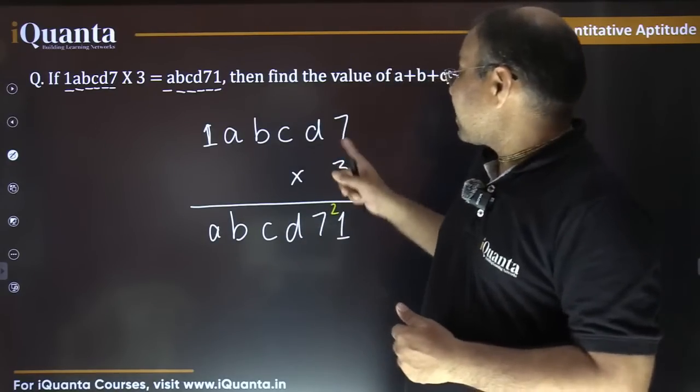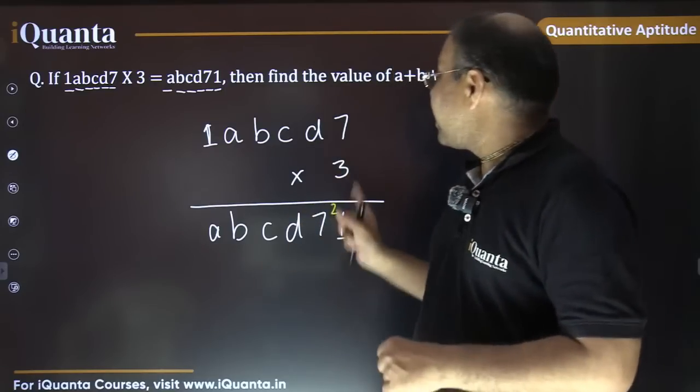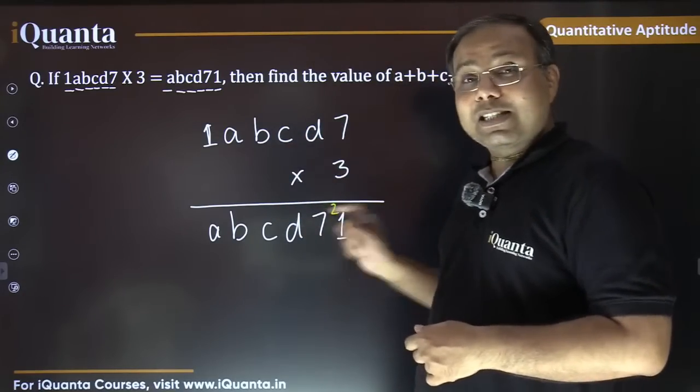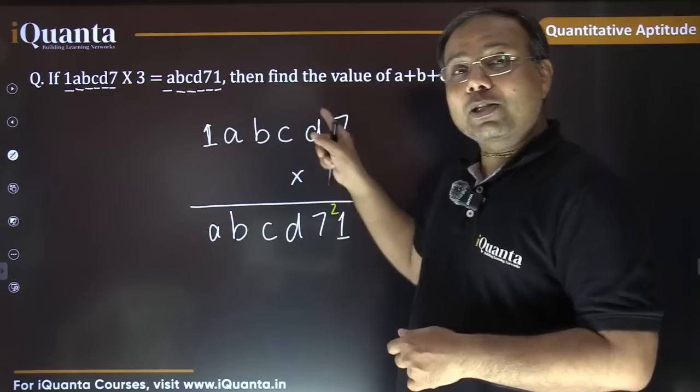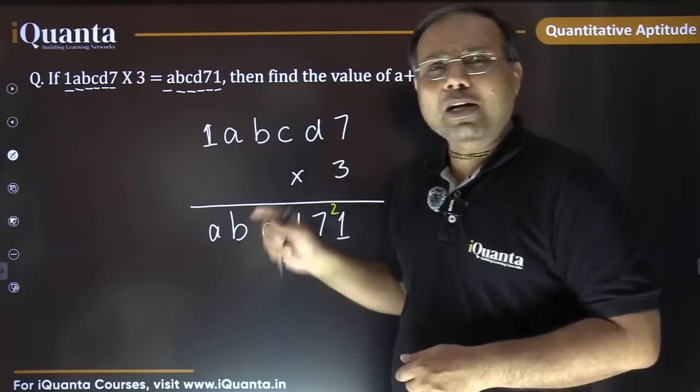What about 6? 3 into 6, 18. 18 plus 2 ends in 0. Does not satisfy. 3 into 7, 21 plus 2 does not end in 7. 3 into 8, 24 plus 2, 26 does not end in 7. 3 into 9, 27 plus 2 does not end in 7.